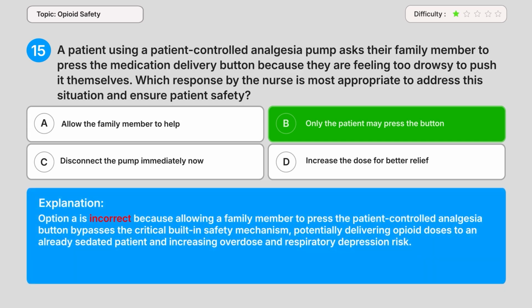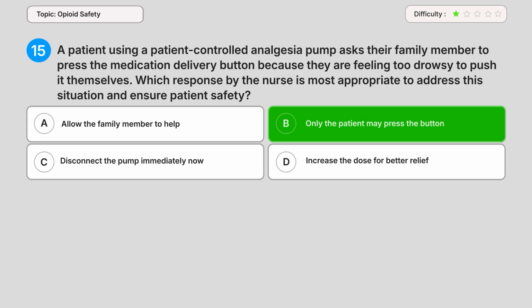Option A is incorrect because allowing a family member to press the patient-controlled analgesia button bypasses the critical built-in safety mechanism, potentially delivering opioid doses to an already sedated patient and increasing overdose and respiratory depression risk.